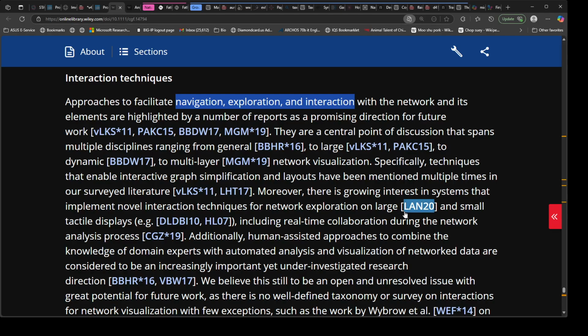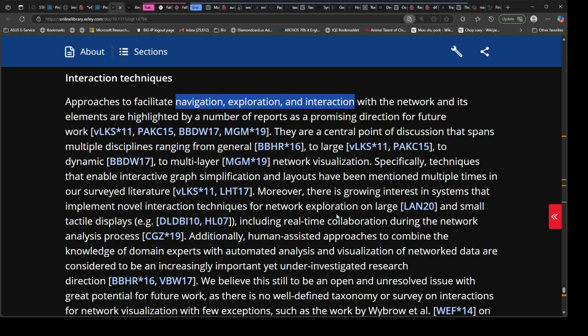Additionally, human-assisted approaches to combine the knowledge of domain experts with automated analysis and visualization of network data are considered to be an increasingly important yet under-investigated research direction, BBHR 16, VBW 17. We believe this still to be an open and unresolved issue with great potential for future work, as there is no well-defined taxonomy or survey on interactions for network visualization with few exceptions, such as the work by Wybrow et al., WEF 14, on interactions on multivariate networks. These play a very important role in collaborative network analysis, a topic that has been recently gaining traction, LAN 20.